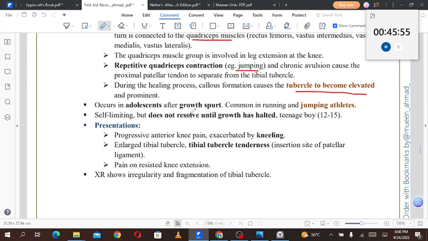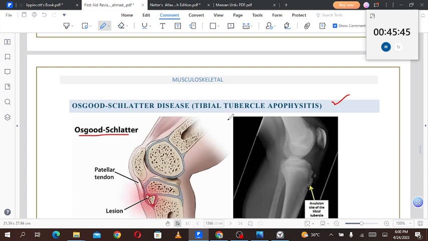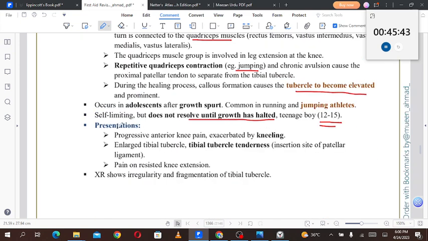It occurs in adolescence after the growth spurt and is common in running and jumping athletes. It is self-limiting, but does not resolve until growth has halted. Teenage boys 12 to 15 years old can have this problem, called Osgood-Schlatter disease. The presentation is progressive anterior knee pain exacerbated by kneeling, like bending on your knees; an enlarged, tender tibial tubercle at the insertion site of the patellar ligament; and pain on resisted knee extension. X-ray shows irregularities and fragmentation of the tibial tubercle.